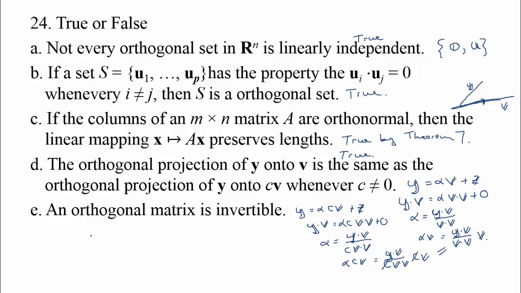And this last statement, an orthogonal matrix is invertible. Let's see. It's not invertible in the usual sense, because an orthogonal matrix might not be square. Okay, so that's false. For us, for a matrix to be invertible, it had to be square.